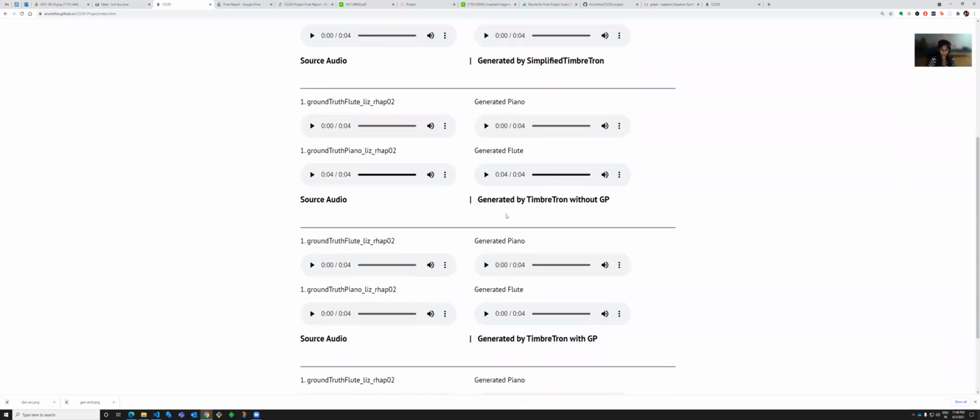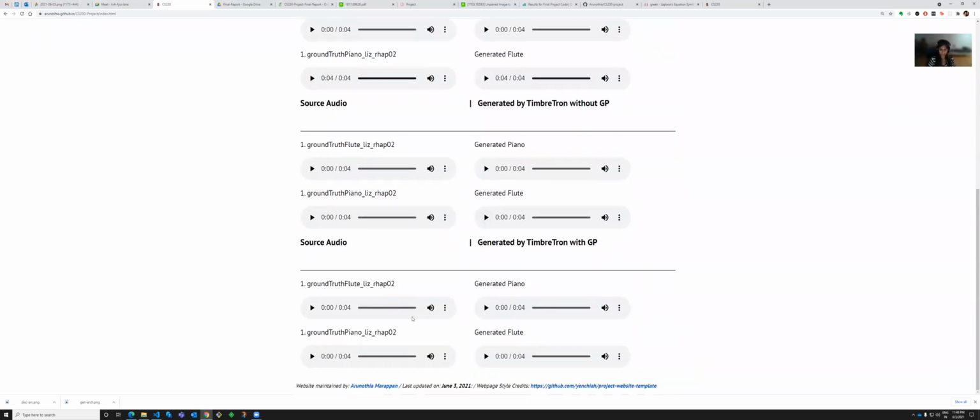And let's see the Timbertron with GP's output. This is the generated piano. We see that there is a lot of noise and this needs more work.